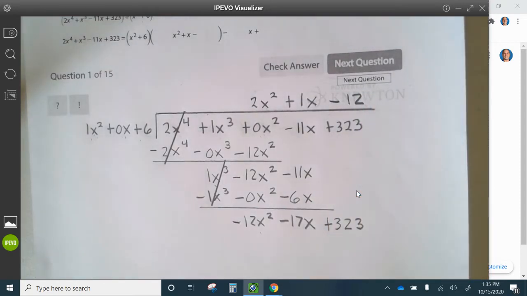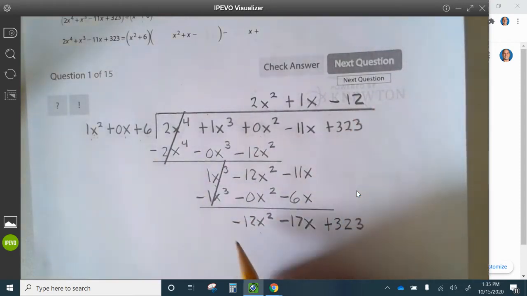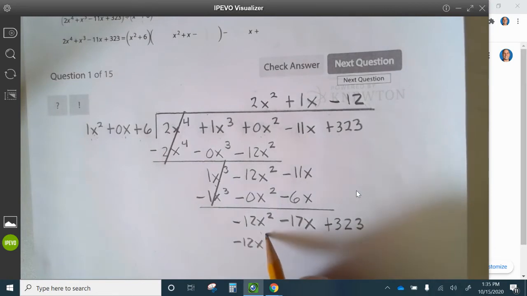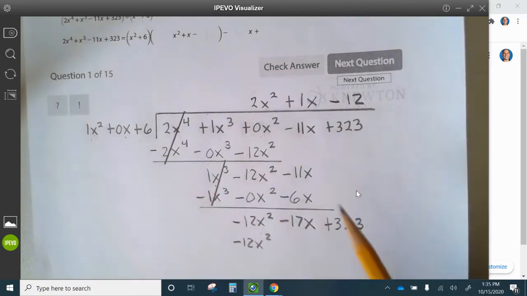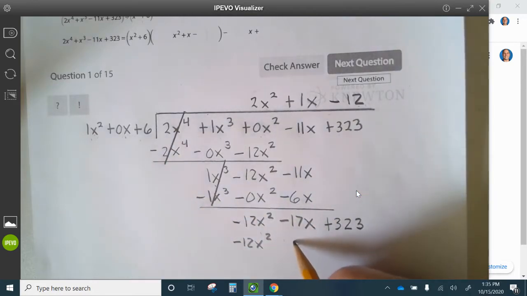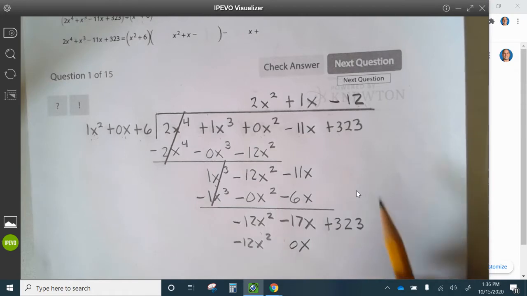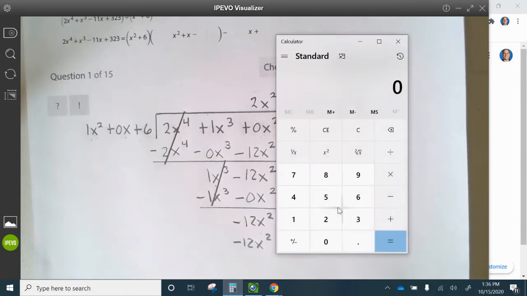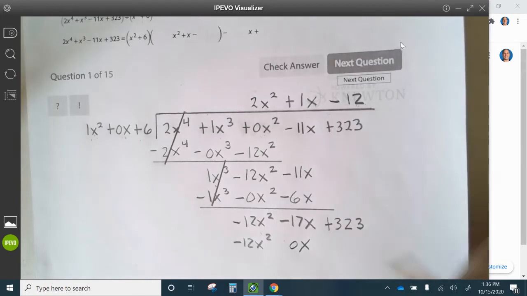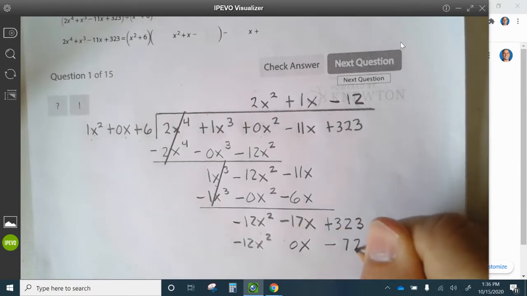Okay, so now we multiply negative 12 times 1x squared is negative 12x squared. Negative 12 times 0x is 0x. And then negative 12 times 6 is, let me use a calculator, negative 12 times 6 is negative 72. So minus 72.